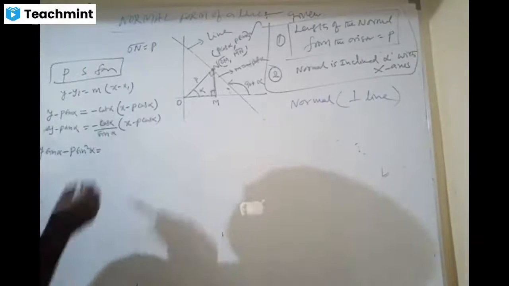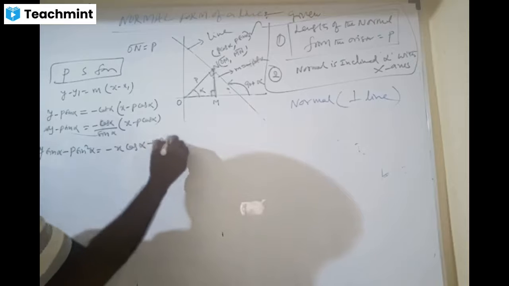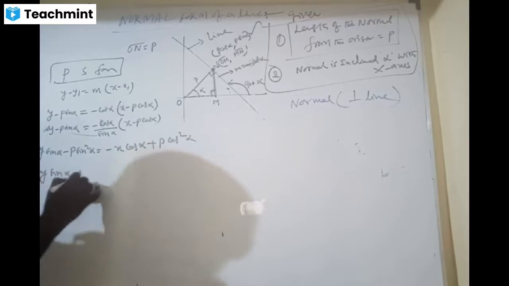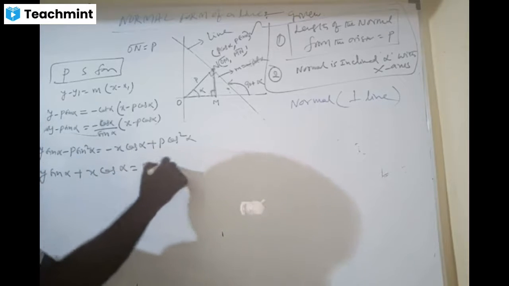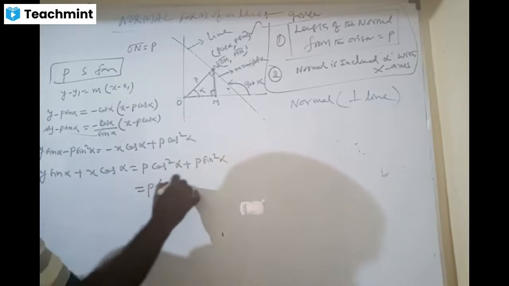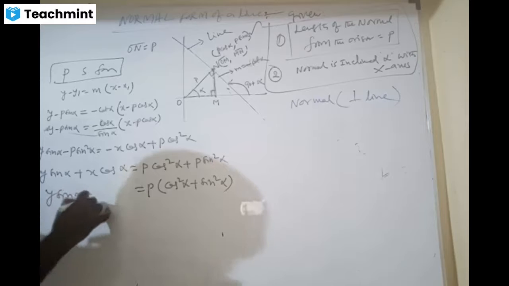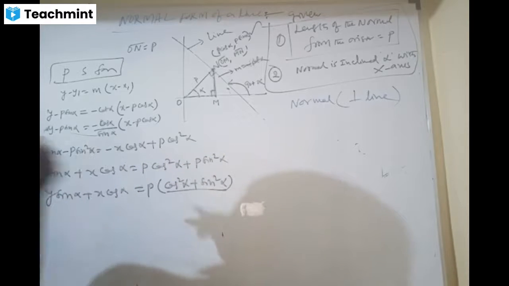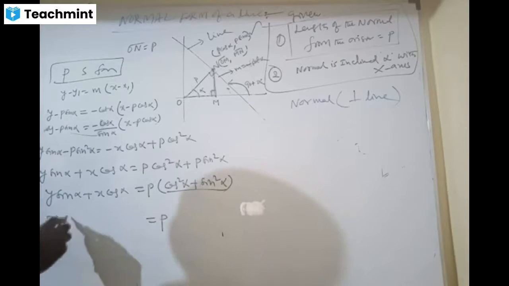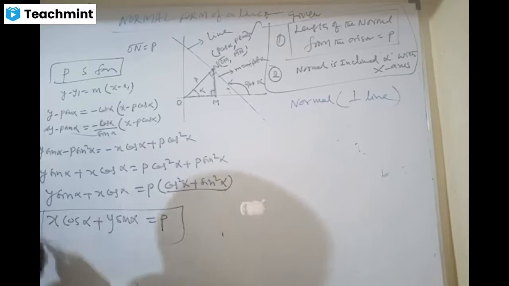Friends, here the sin alpha is cross multiplied by minus cos alpha: minus x cos alpha plus P cos square alpha. Then y sin alpha plus x cos alpha equals P cos square alpha plus P sin square alpha. Take P common, cos square alpha plus sin square alpha. What is this one? 1. Therefore it becomes P. I can write x first, y next, so x cos alpha plus y sin alpha.